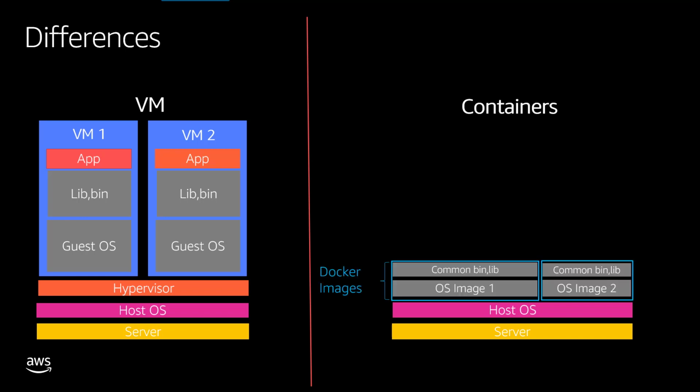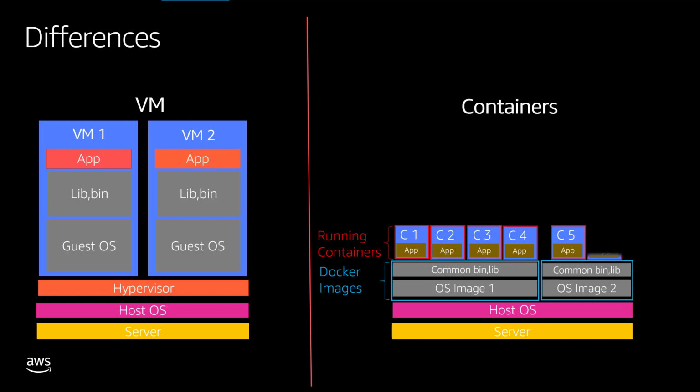In the case of containers, you have this concept called immutable images. For example, let's say you want to have a Windows 2016 server with .NET Framework installed. So you can have that OS image 1 with Windows 2016 server and common libraries installed, and you create an image out of it. And when you want to run applications on that, you simply start the containers, and they can share those common resources, all the libraries, the operating system content.